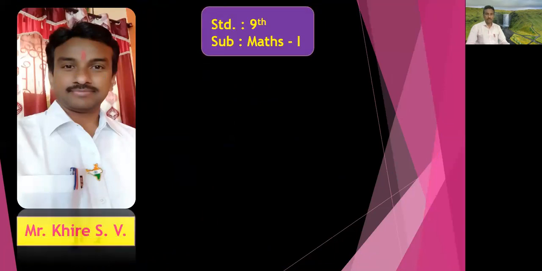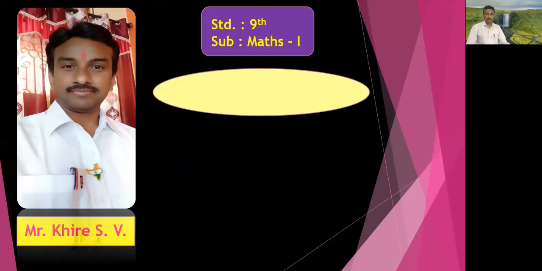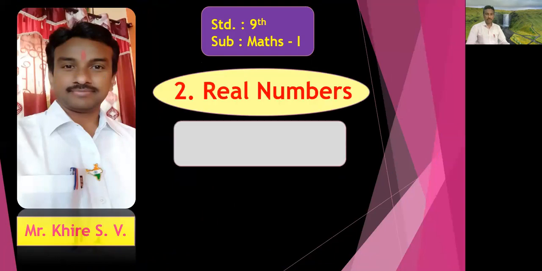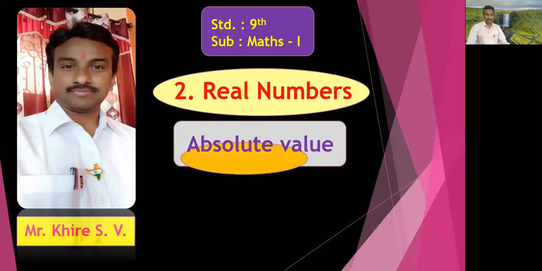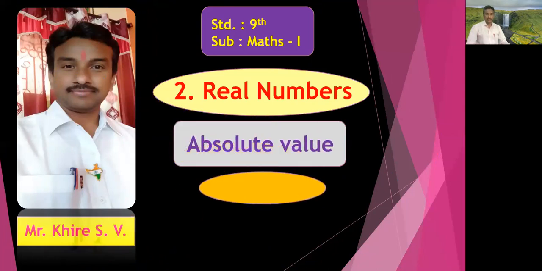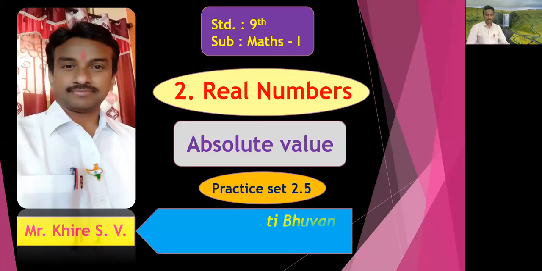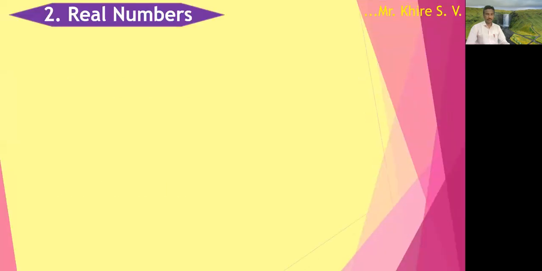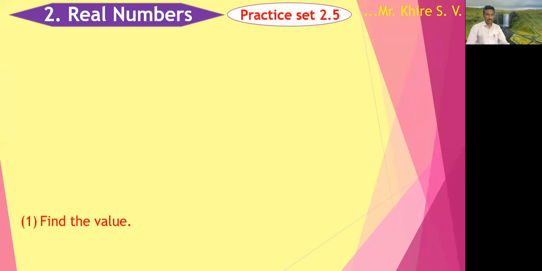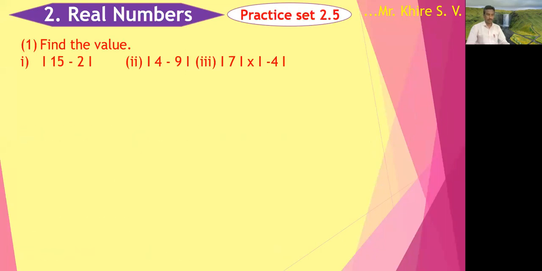Today we are going to learn Standard 9 subject Maths 1, chapter number 2, real numbers. In that, the topic is absolute value. We will see practice set 2.5. Let's see question number 1. Find the value. The first example is mod of 15 minus 2.